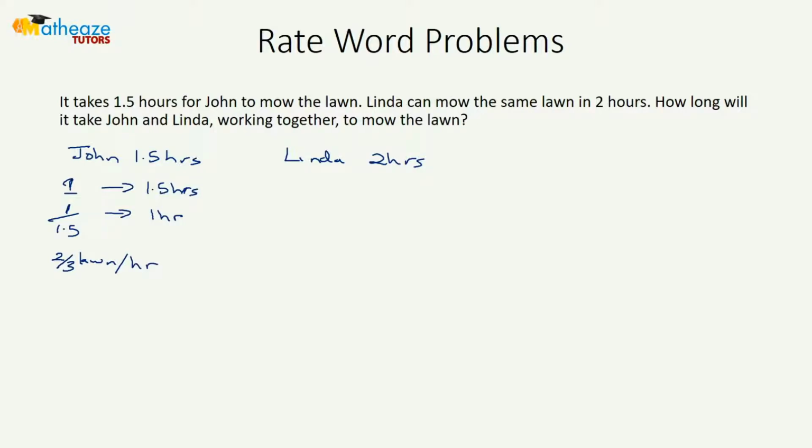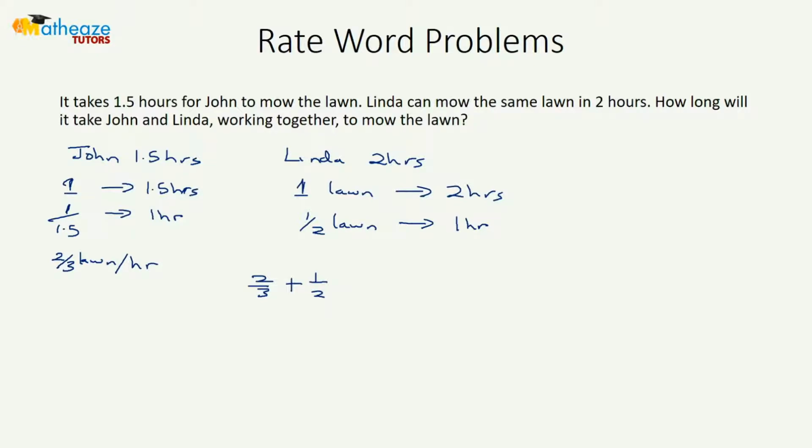Okay, for Linda, she can get through one lawn, or one piece of lawn, in 2 hours. So we want to find out her rate of work. The amount of work she can do in 1 hour is going to be 1/2 of the piece of lawn. Now we want to find out, if they work together, what is their rate of work. So what we're going to do is add up John's rate, which is 2/3, and Linda's rate, which is 1/2.